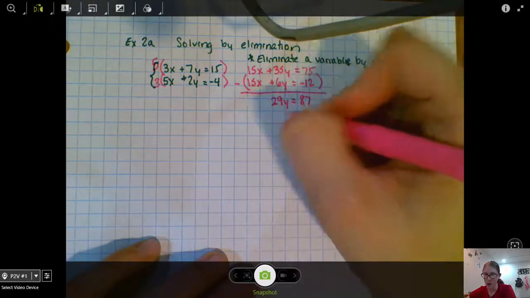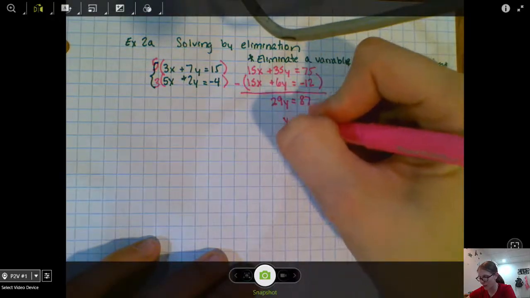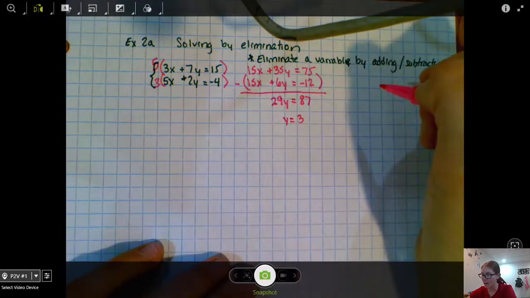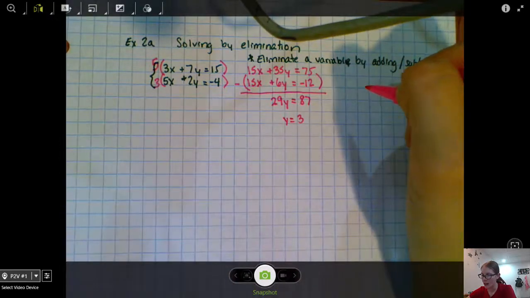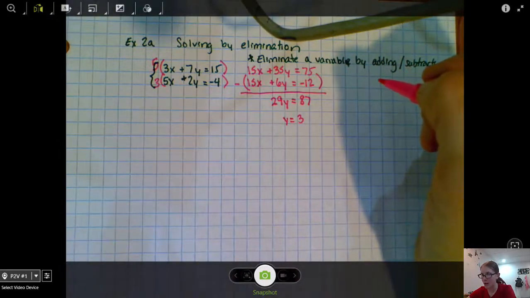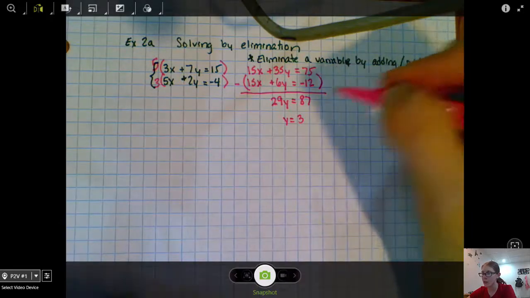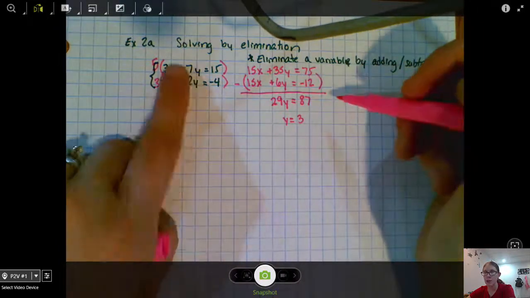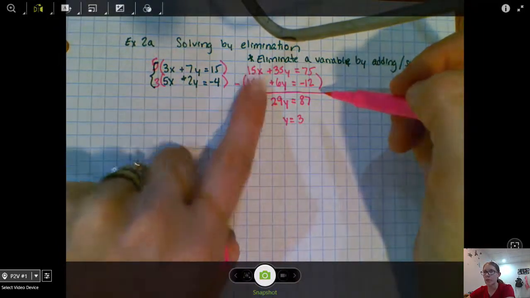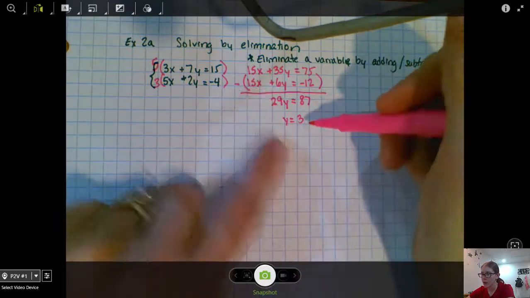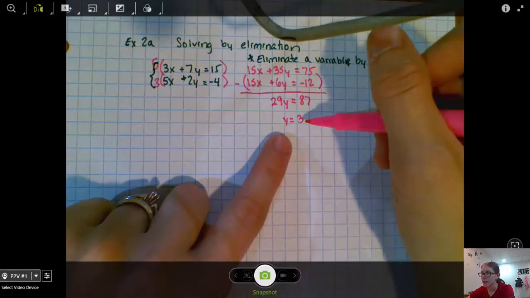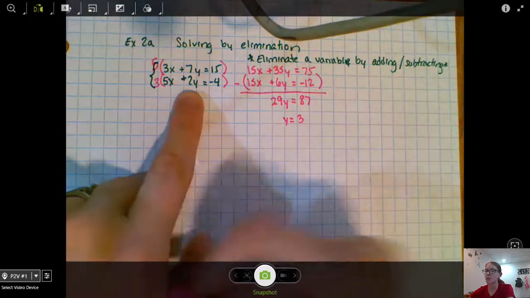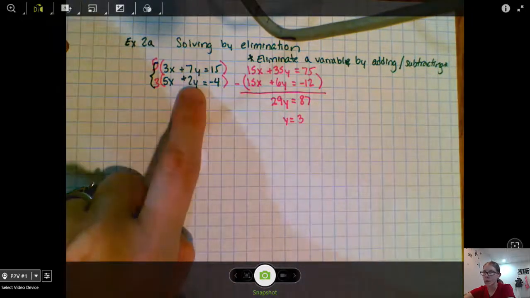At this point, let's hope this works out nicely. Divide both sides by 29. And it does. Y equals 3. Once we're here, we can go through the same process that we did after we found one of our variables for substitution. Plug this value back in, and we could use either one of our original equations or either one of our equations after we multiplied. Either one would work. Just looking at my equations here, I think this bottom equation is going to be a little bit easier to use because I have a 2y here instead of a 7y. But it really doesn't matter.